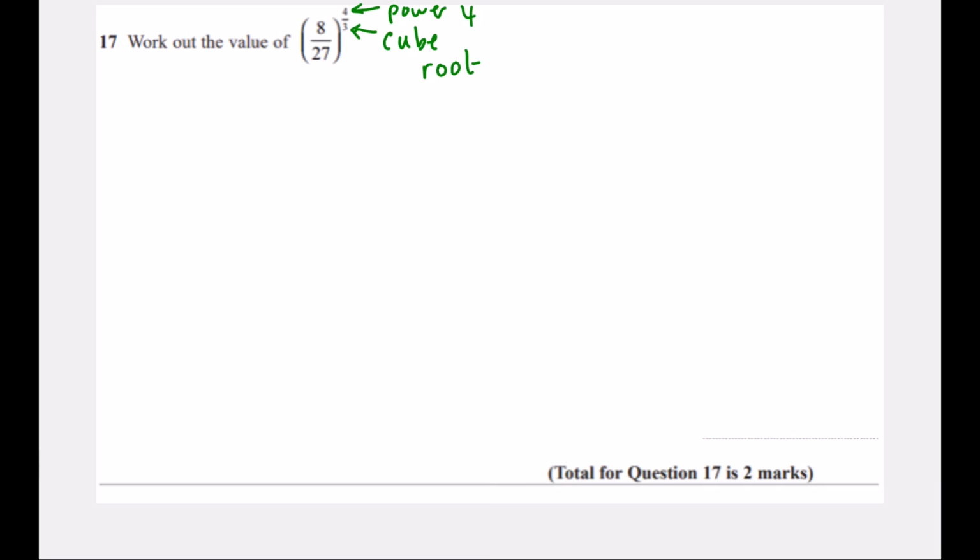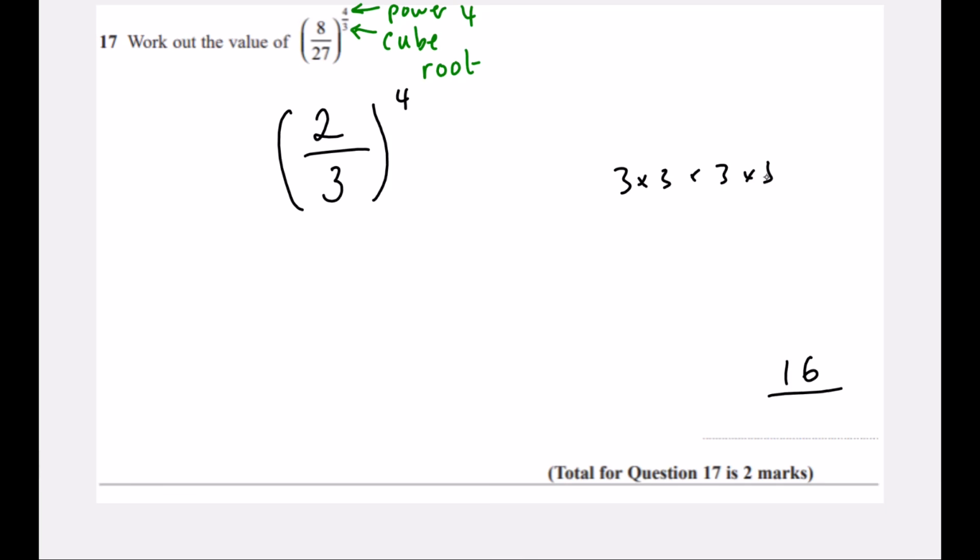So the cube root of 8, what number multiplies by itself and itself again to get 8? That's 2. The cube root of 27 is 3. So we've got 2 thirds to the power of 4. So we've got 2 to the power of 4 on top, 2 times 2 times 2 times 2. And on the bottom, 3 times 3 times 3 times 3, which is the same as 9 times 9, which is 81.